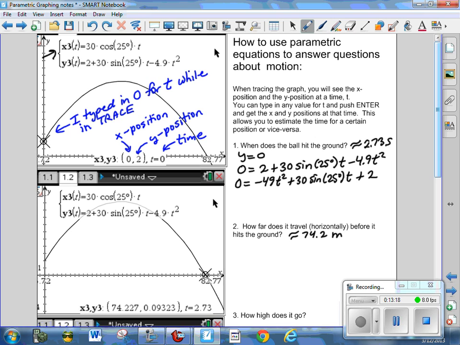So that means a is equal to negative 4.9, not 49. For some reason the decimal point is not showing. There we go, negative 4.9. B is equal to 30 sine of 25, and C is equal to 2. So you need to use the quadratic formula to figure this out. I'm going to pause the video and do that, and you can do that too and make sure we get the same answer.